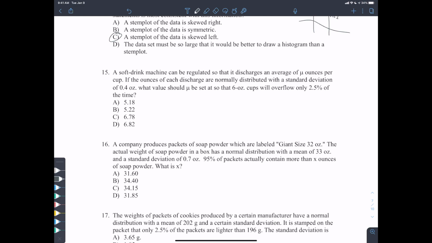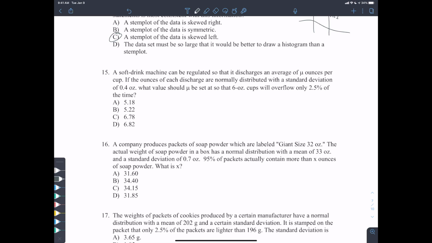15, a soft drink. Let me know where's the question. 15, a soft drink machine can be regulated so that it discharges with an average of mu ounces per cup. If the ounces of each discharge are normally distributed with a standard deviation of 0.4 ounces, what value should mu be set at so that 6 ounce cups will overflow only 2.5% of the time? Alright, this is a difficult question.